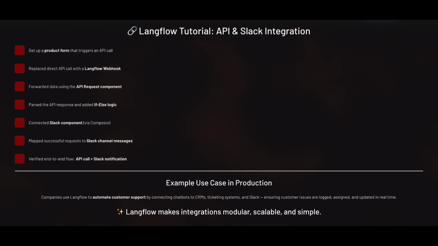In this tutorial, we learned how to integrate external APIs with Langflow. We started by setting up a product form, replaced the direct API call with a Langflow webhook, and forwarded data through the API request component. We then parsed the response, added if-else logic, and connected Slack using Composio. Finally, we mapped successful requests to Slack messages and tested the full end-to-end flow.